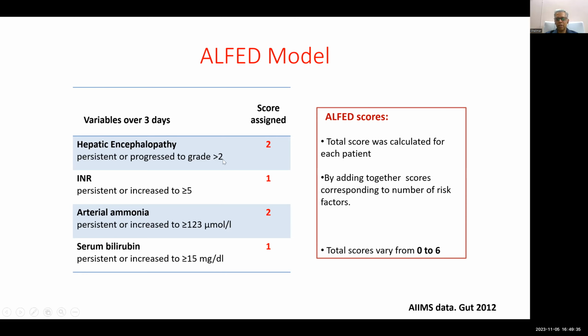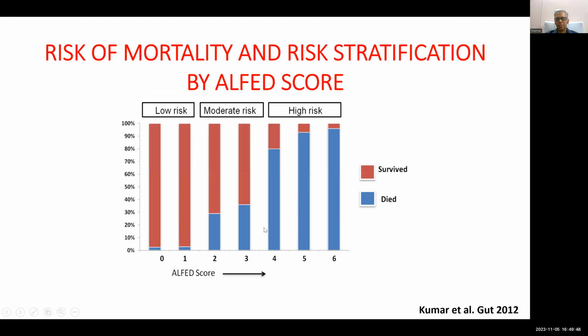Encephalopathy more than grade 2 gives you a score of 2. INR increased above 5 gives you a score of 1. Ammonia above 123, score of 2. And bilirubin above 15 gives you a score of 1. So just add them up. Total score 6. And see over here, as the score goes up, the death rates are very high. So the higher the ALFED score, the higher is your mortality.